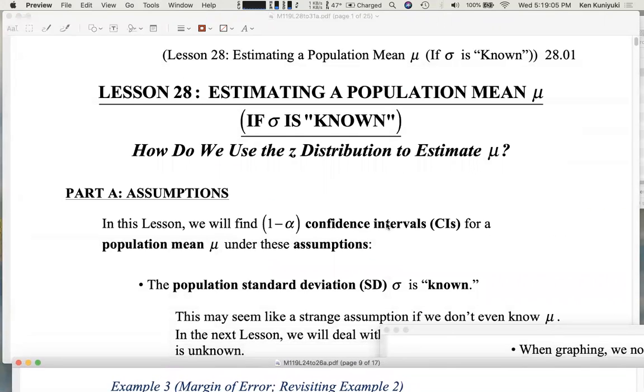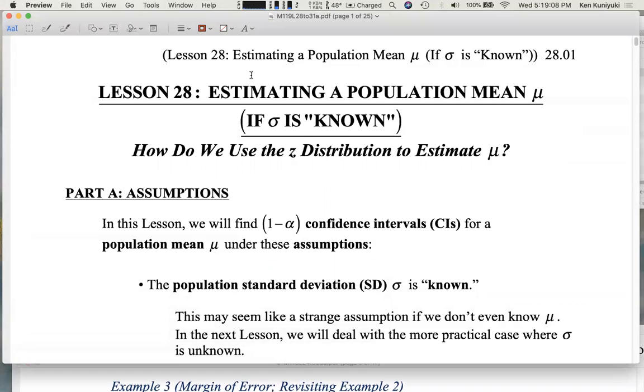All right. In lesson 28, we're going to provide point and interval estimates for a population mean mu in this unusual case where sigma, the population standard deviation, is known. Now you might legitimately ask, well, if we don't know the population mean, how can we know the population standard deviation? That's a good question, and we'll address this kind of issue in just a moment. But for right now, let's just say that the theory and the procedure is more natural in these cases.